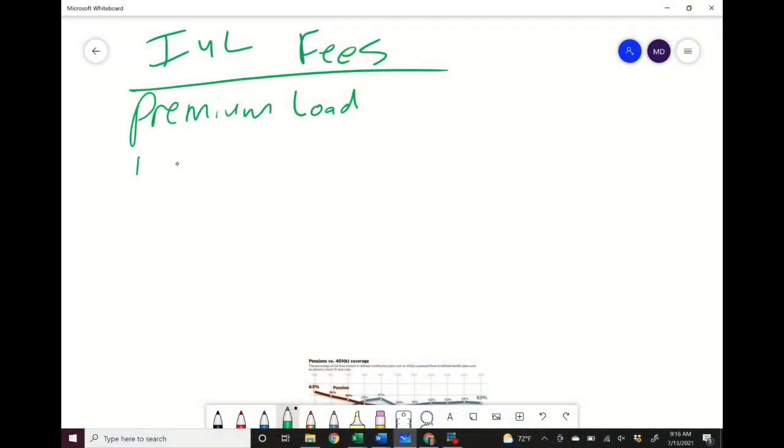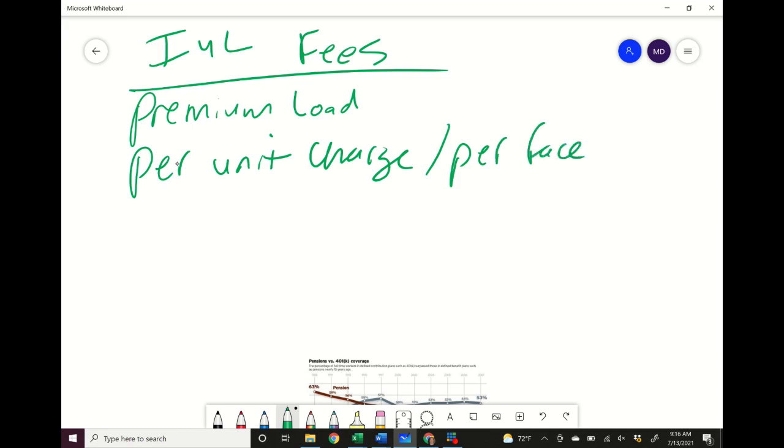The next one is going to be a per unit charge. It might also be considered a per face fee. So we'll just put per face there. And basically that is a level charge. Now typically this is going to be the largest charge on the policy for the first 10 to 15 years. And it's what makes these contracts front loaded in terms of the fees. After 10 to 15 years, this per unit charge, this per face fee drops off.